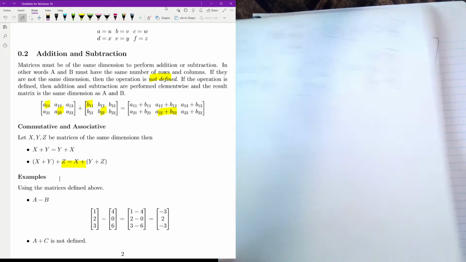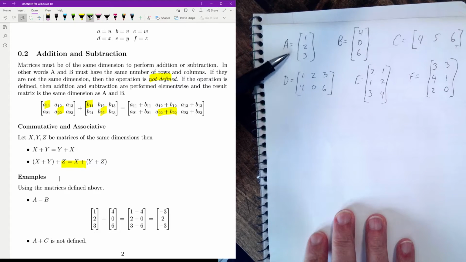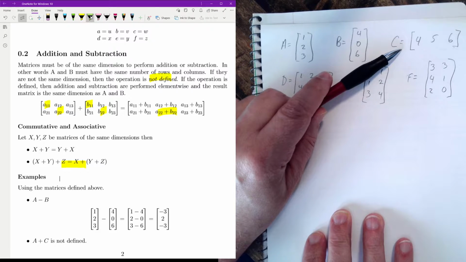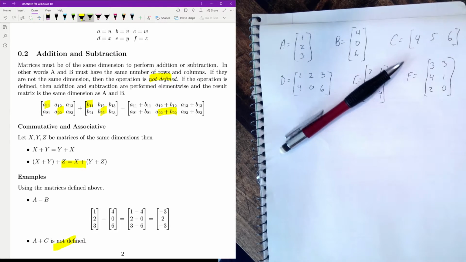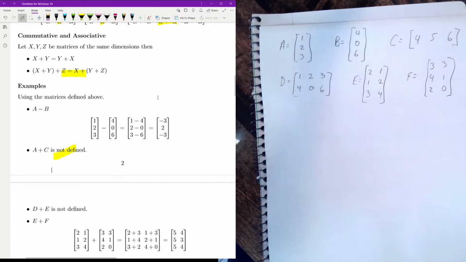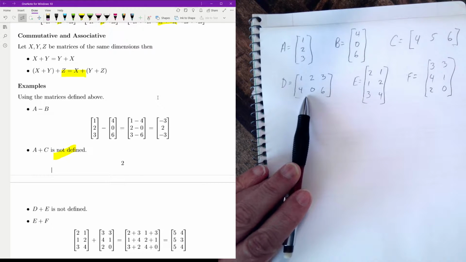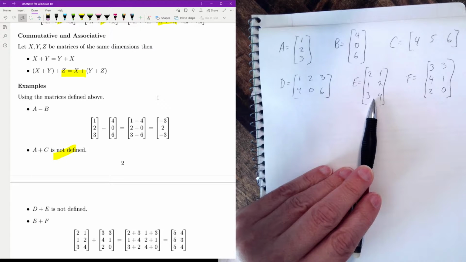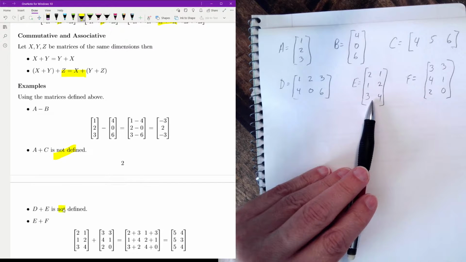The next operation that we're going to try is A plus C, which is A, a 3 by 1 matrix, and C, a 1 by 3 matrix. They are not the same size. Because they are not the same size, this operation is not defined. So A plus C does not exist. D plus E. D is a 2 by 3 matrix, and E is a 3 by 2 matrix. Again, they're not the same size, so this operation, again, is not defined.